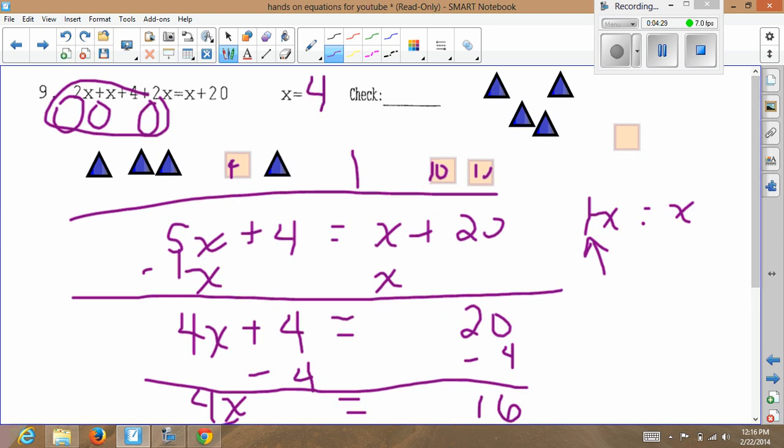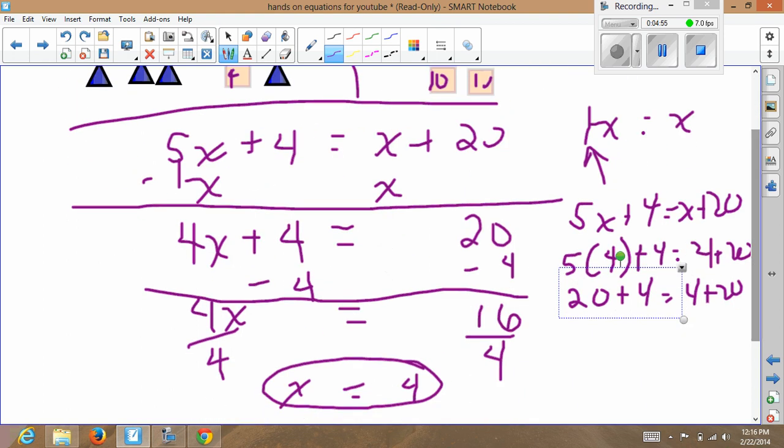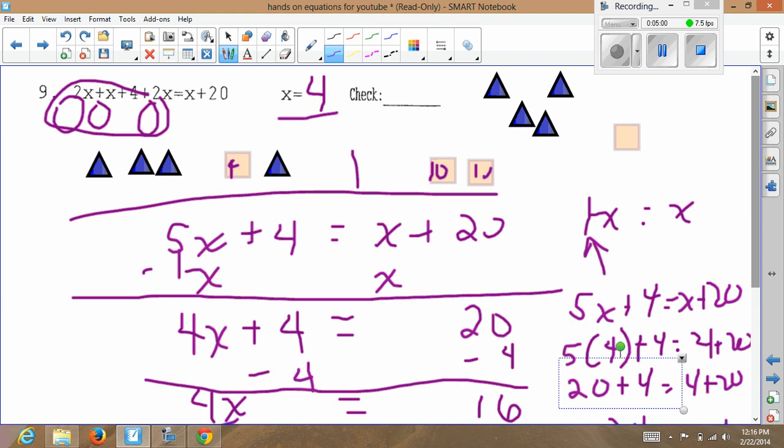So now I'm going to check it. I have 5x plus 4 equals x plus 20. 5 times 4, because that's what 5x means. It means 5 times whatever you've got for your value of x. And we know that our value of x is 4. Plus 4 equals 4 plus 20. And 5 times 4 is 20. Plus 4 equals 4 plus 20. And if I combine those on both sides, I know that 24 equals 24. And so that is my check.